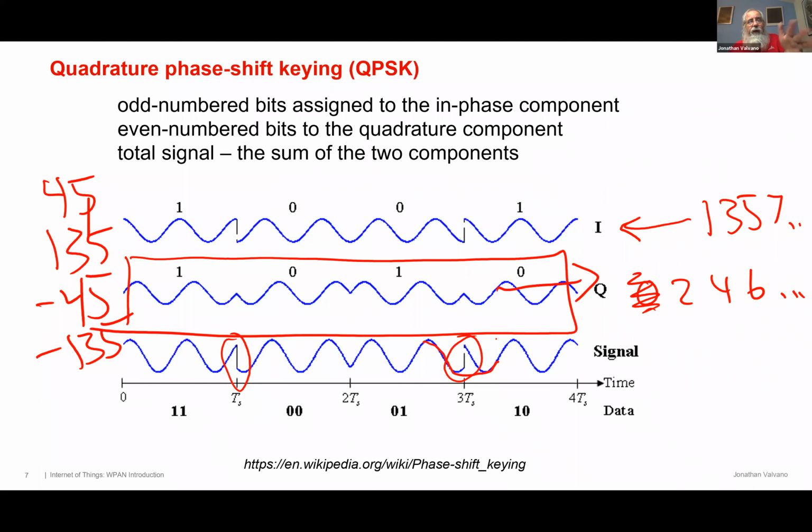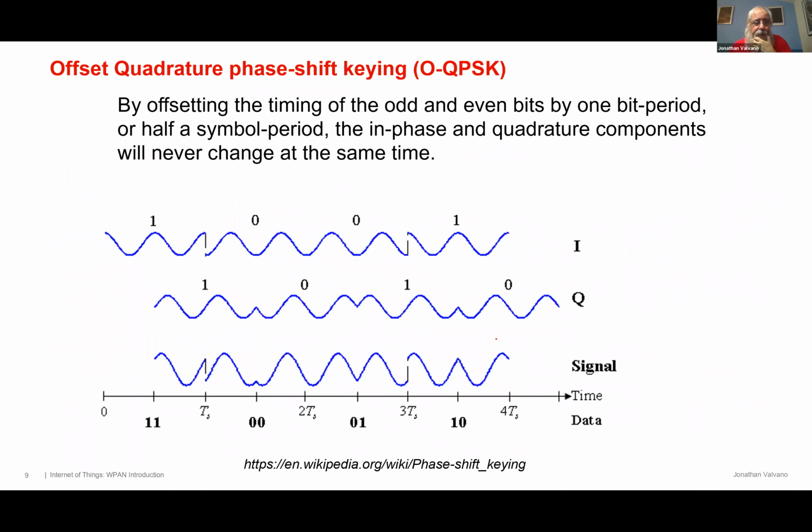And so the trick here is to shift it. Remember, this was the odd bits. This was the even bits. You shift the even bit frame such that it doesn't produce two phase shifts at the same time. It'll only shift one phase at a time. Okay. And that way, the waveform is less discontinuous. It's still a little bit discontinuous, but it is less discontinuous. So you never change both at the same time.